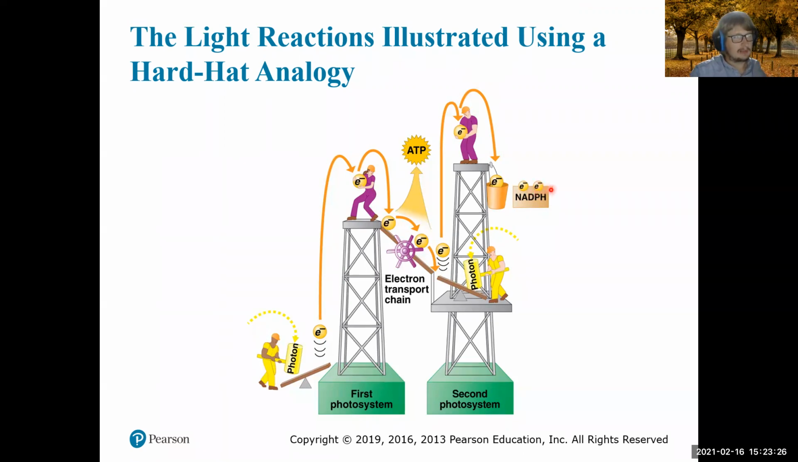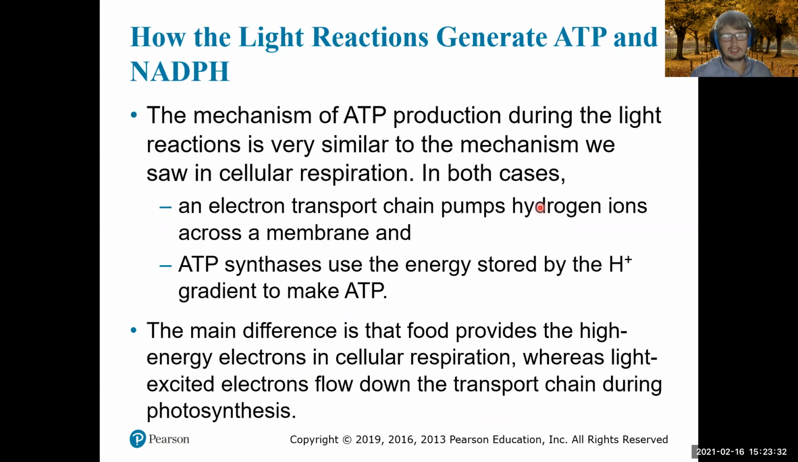Now, remember, these two molecules, ATP and NADPH, move on to the light independent reactions, the Calvin cycle. Okay. And so one thing I just want to note is that the mechanism of ATP production is very similar to that in cellular respiration. And so that electron transport chain pumps the hydrogen ions across the membrane, and then that ATP synthase enzyme uses that gradient to make ATP.